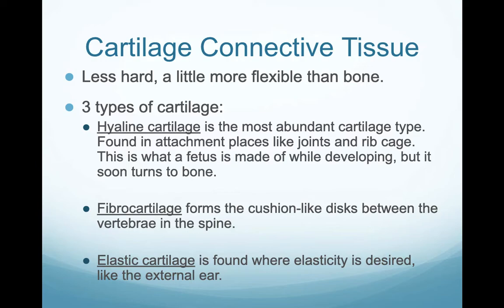Hyaline cartilage, which is the first one, is your most abundant cartilage. This is what you find in your joints on the end of your bones to prevent them from rubbing against each other. You have this in your rib cage. This is what holds your ribs to your sternum so that you have that flexibility. A fetus, as it's growing, is made of hyaline cartilage and eventually will turn into bone.